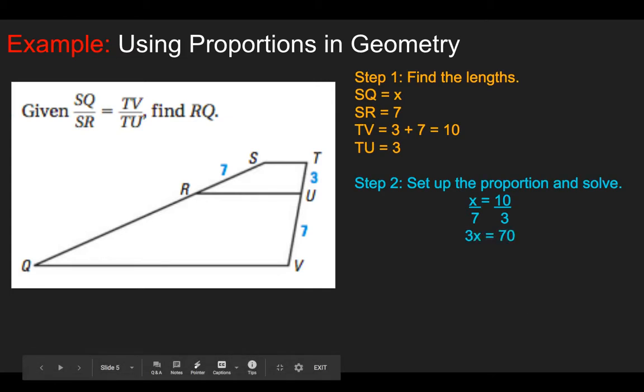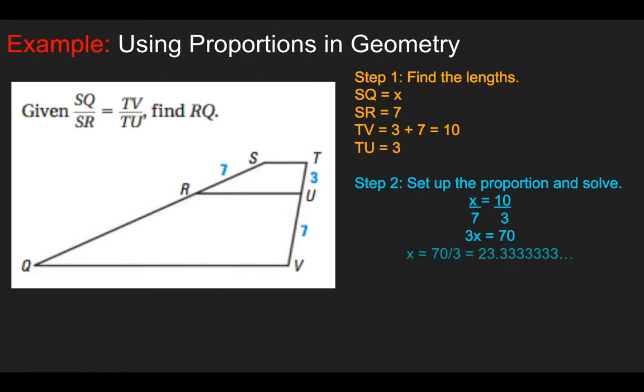Cross multiply, and you get 3x is equal to 70. Divide by 3, and you get 23.333333, or a bunch of repeating 3's. But let's remember, what is x? X is the side length SQ. So this tells us that the entire side length over here, SQ, is 23.3.